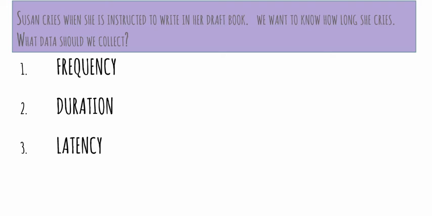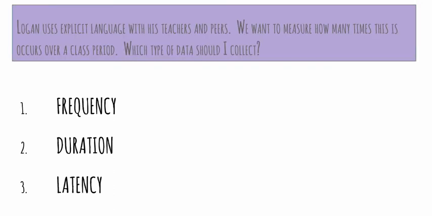And our last question. Logan uses explicit language with his teachers and peers. We want to measure how many times this occurs over a class period. Which type of data should I collect? Would the best tool for this purpose be frequency, duration, or latency data? The correct answer is frequency data. Our goal is to measure how many times Logan uses explicit language over a specified period of time.